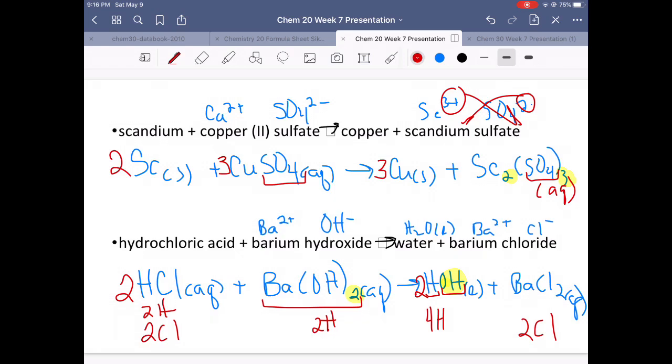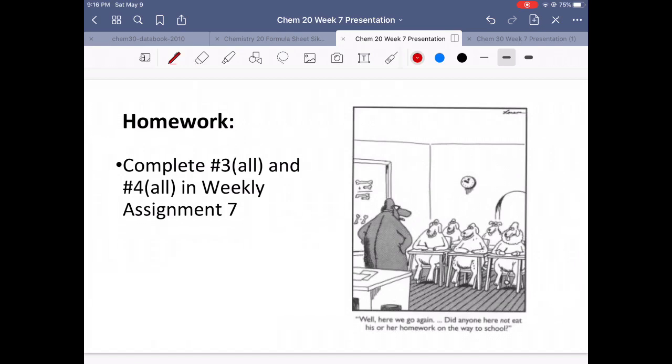All right, guys, when it comes to homework, there's a number of questions you can continue on. You can do all of number 3, all of number 4 to practice this balancing, and hopefully it will re-cement in your brain from when you first did it in Science 10.